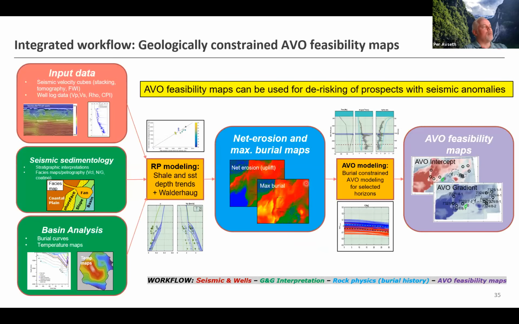Okay, so just to sum up this workflow, the input data is seismic velocities. It could also be FWI velocities together with the well log data. You need some sedimentological information about sorting, grain size, whether you expect clay coating. And then of course the burial information.